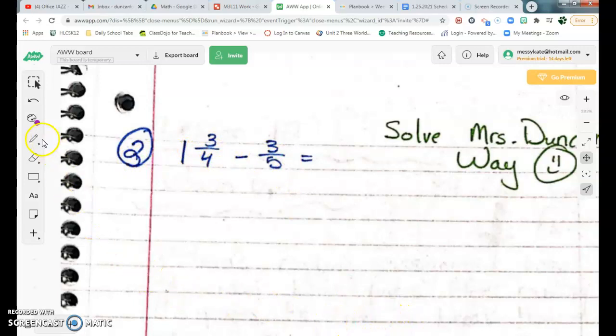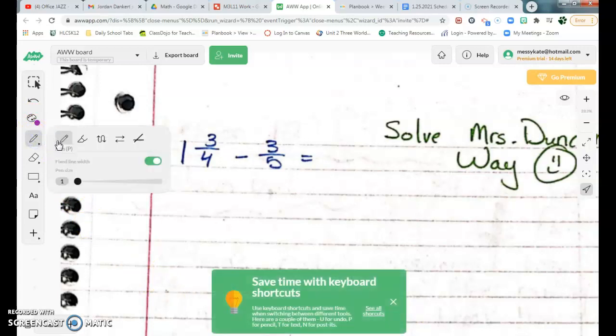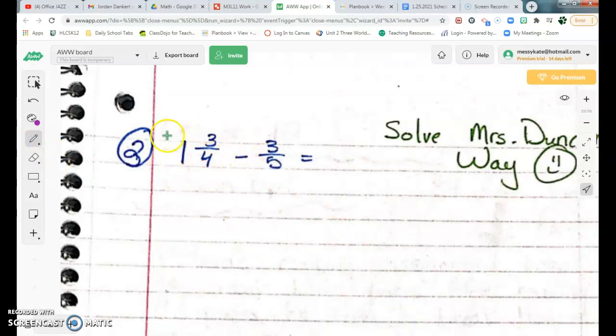Okay. To solve these ones, and this is not new, we've gone over this before, okay? But to solve these ones, we need to convert all of these mixed numbers into improper fractions. To do that, I multiply the whole number by the denominator. 1 times 4 is going to get me 4. Then I add my numerator. 4 plus 3 is going to get me 7. So I have 7 over 4 minus 3 over 5. I've just converted this into an improper fraction, and now I'm going to solve this out. Okay?